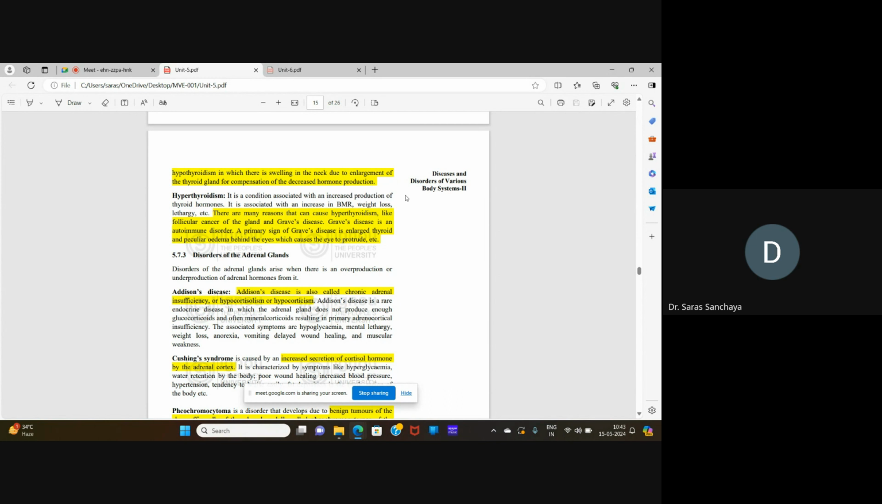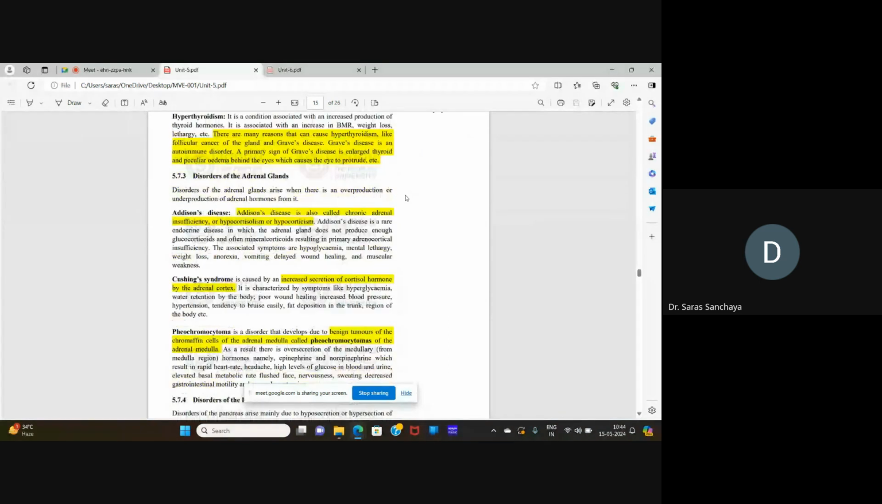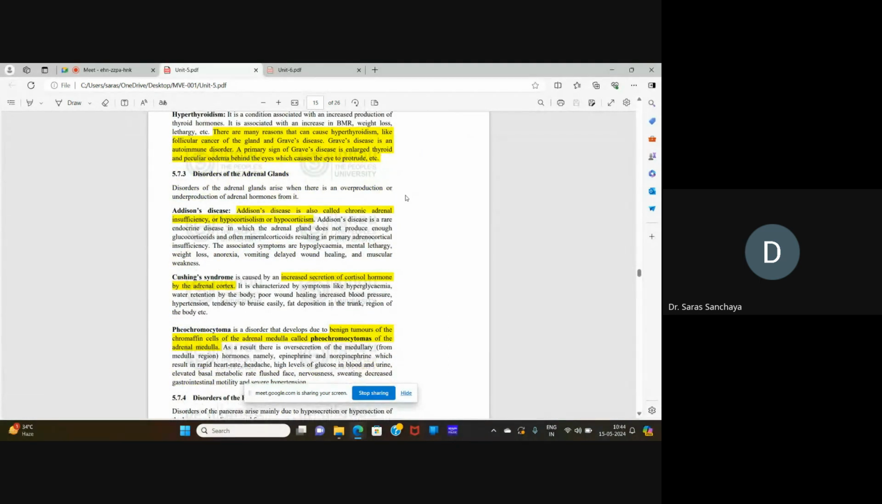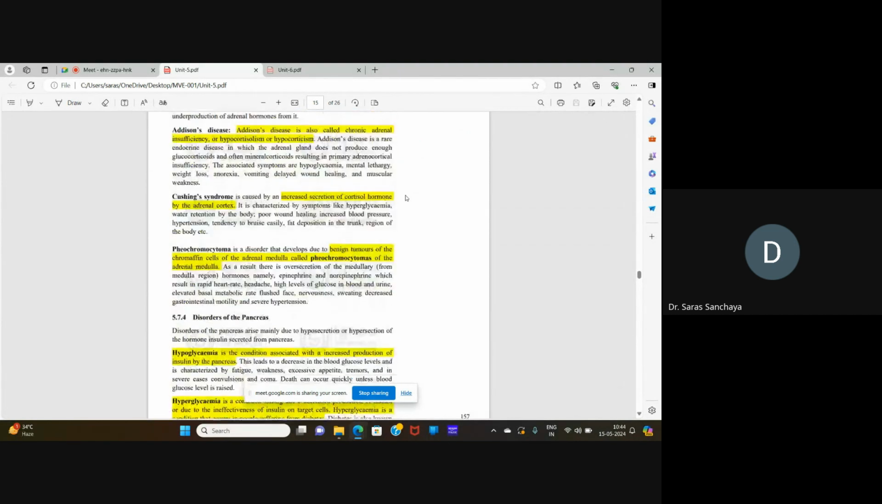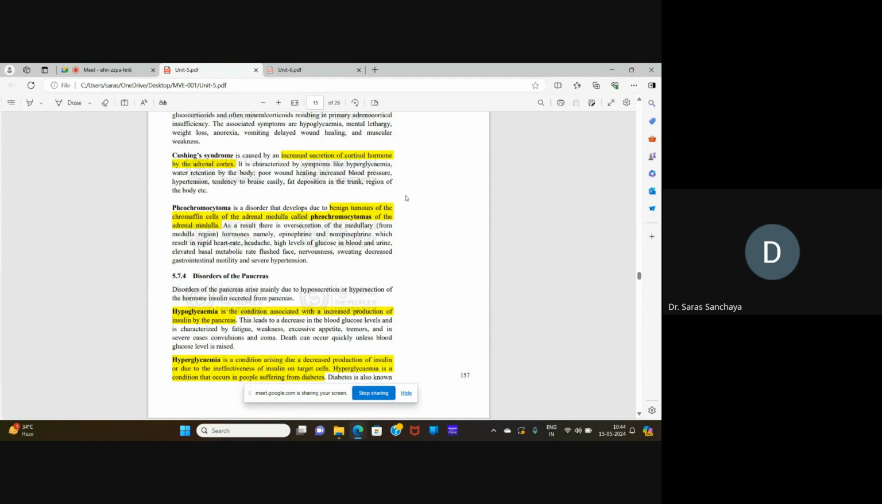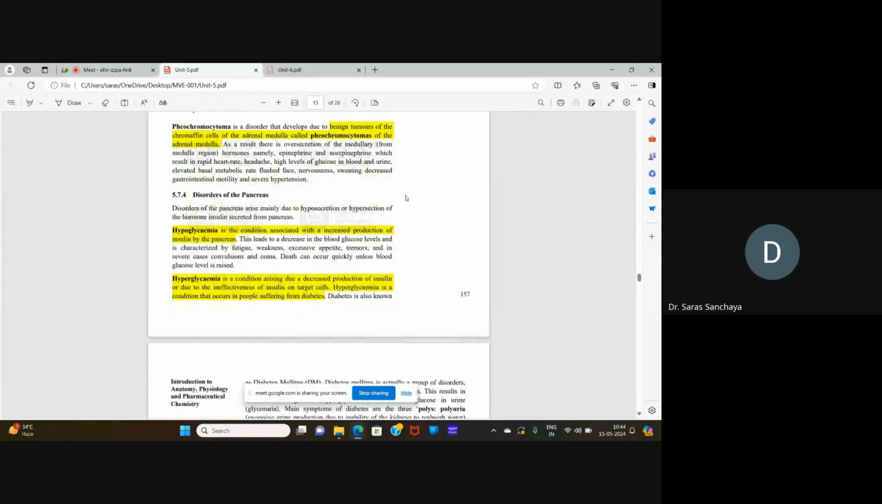Disorders of adrenal glands. First one is Addison's disease. Addison's disease is also called chronic adrenal insufficiency or hypocorticism. Cushing syndrome. Increased secretion of cortisol hormone by the adrenal cortex is Cushing syndrome. Pheochromocytoma. Pheochromocytoma is a disorder that develops due to a benign tumor of the chromaffin cells of the adrenal medulla. Then disorders of pancreas.